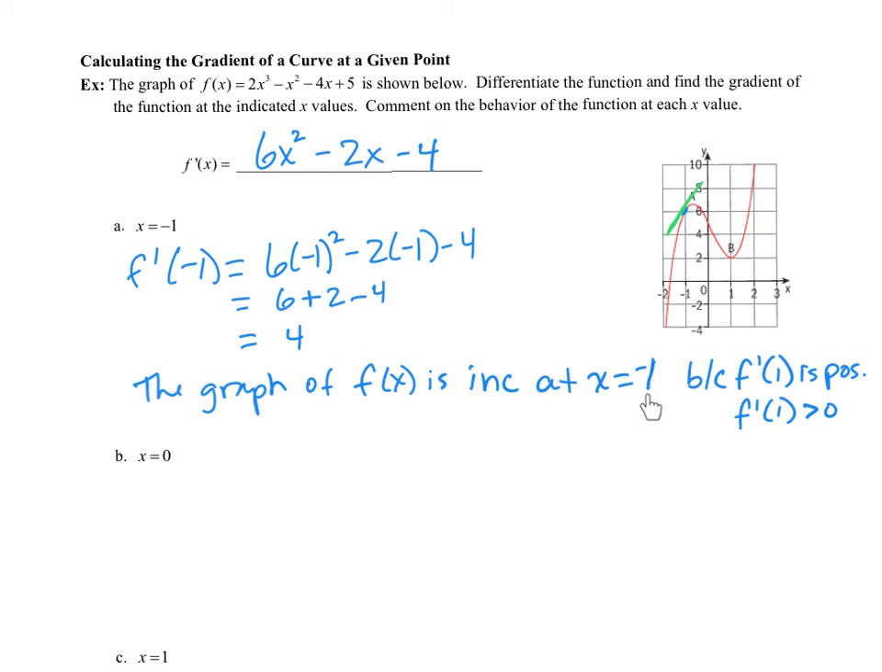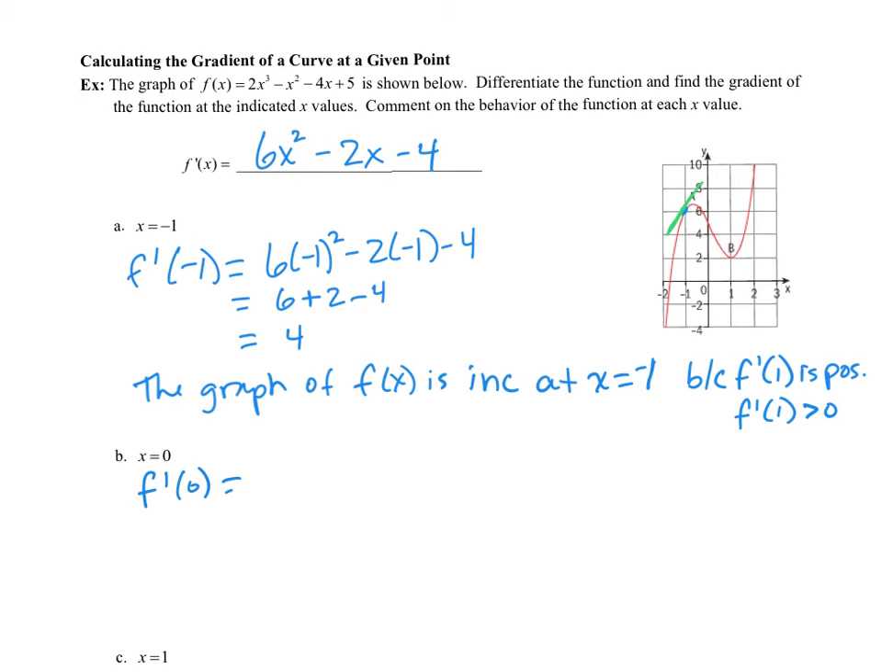At x equals negative 1, the derivative is a positive value, so that means the tangent line has a positive slope. Okay, let's try it again. Let's evaluate the gradient function, or the derivative function, at 0. In other words, we're going to find f prime of 0.